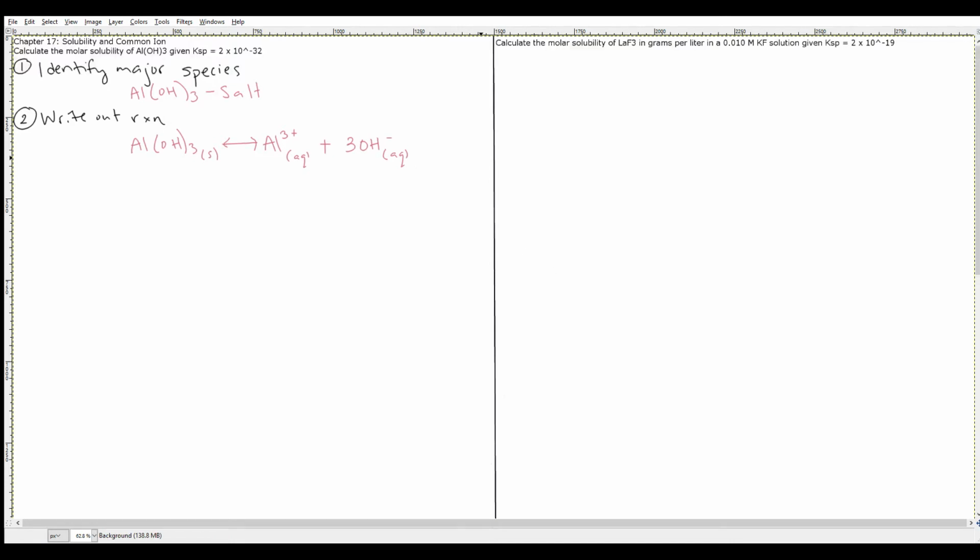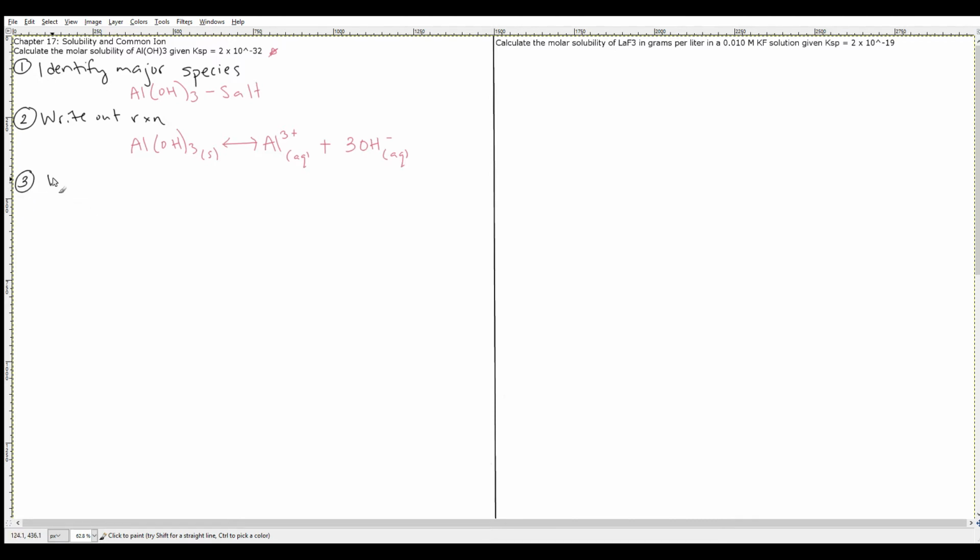That would be water. Now, usually we ignore the hydrogens and hydroxides that come out of water. However, if you take a look up at the problem, our Ksp is incredibly tiny. It's very, very small. So we're actually going to need to include our hydroxides when we make our ICE chart. So let's just keep that in mind as we move through the problem.